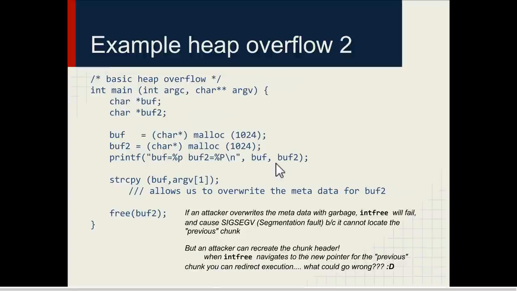Another example is, say for two adjacent chunks, if you can overwrite from one into the other, you will overwrite that chunk header. So that chunk header contains those pointers to the next chunk and the previous chunk. And so if free is called, it will fail because it will point to some random address, because you've overflowed it, and it will segfault. It will cause this SIGSEGV signal. However, an attacker can still recreate the chunk header, and this in certain cases can be used to redirect execution.